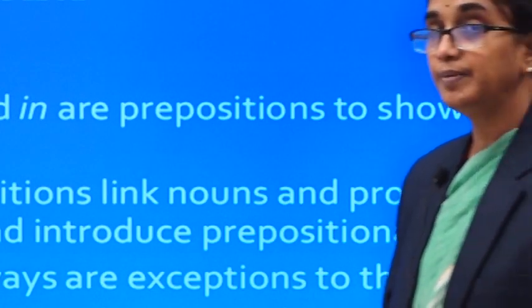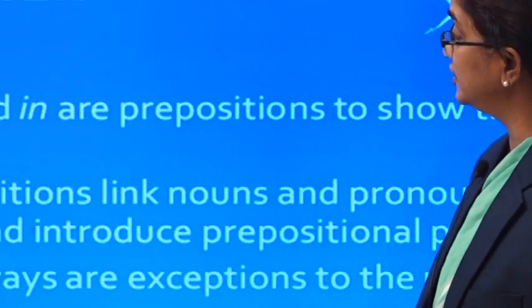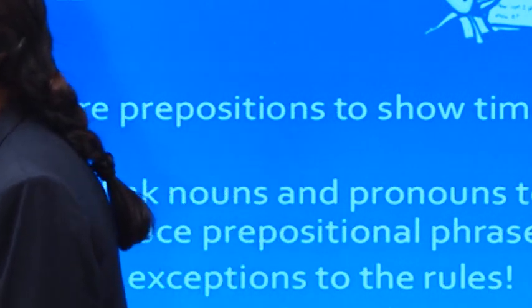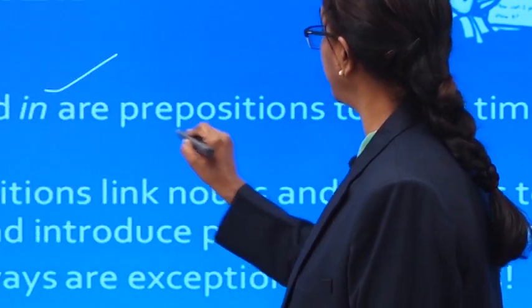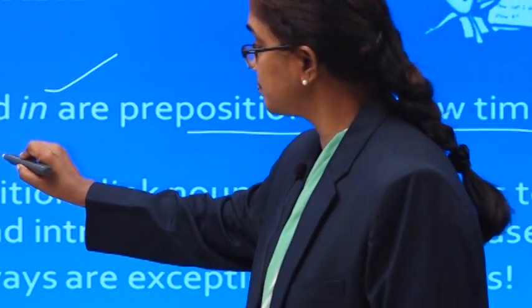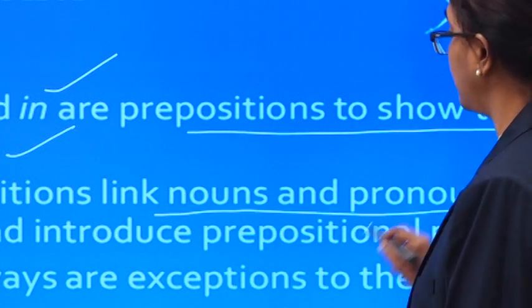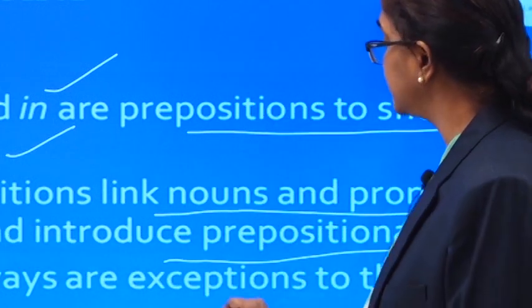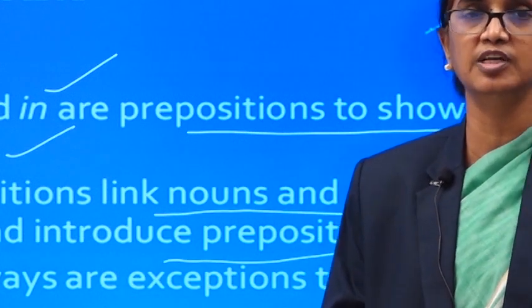So let us wrap up today's session on prepositions by once again seeing what we just learned. As I already said, at, on, in are prepositions to show time as well as place. We already discussed it. And these prepositions link nouns and pronouns to objects and introduce prepositional phrases. For instance, she walked to the railway station. So, to the railway station together is a prepositional phrase.